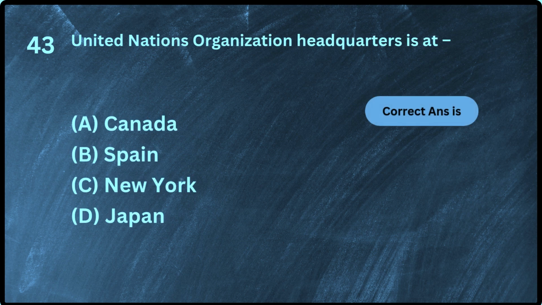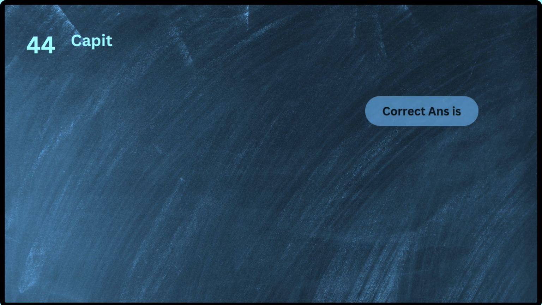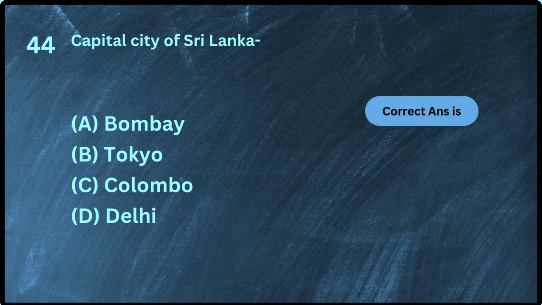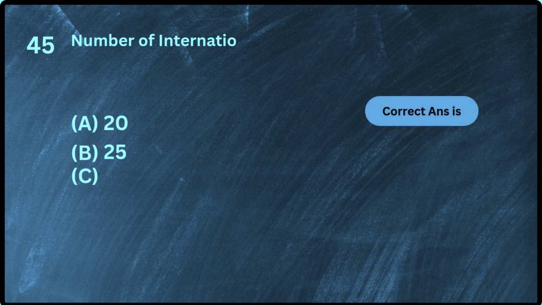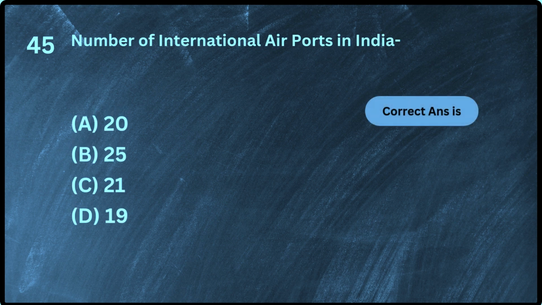United Nations Organization headquarters is at. Correct answer is option C. Capital city of Sri Lanka. Correct answer is option C. Number of international airports in India. Correct answer is option C.